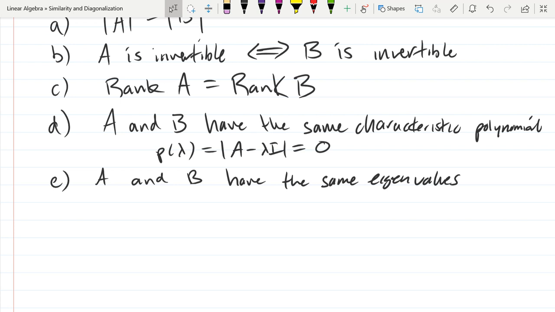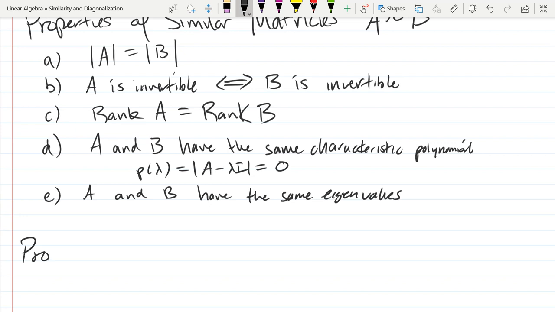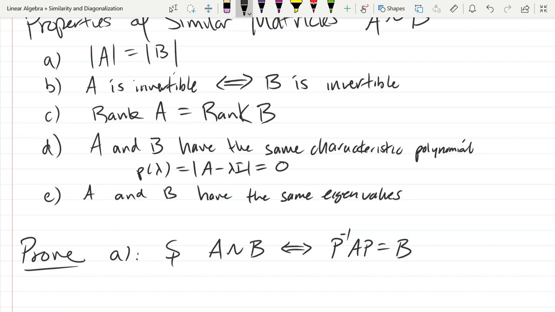So I think the first one's probably a good one to prove. If we can prove the first one, we get the second one immediately. So let's go and prove the first one. We're going to start with the supposition that A is similar to B. And if we keep writing super math notation, this if and only if double arrow means this is true exactly when what I write over here is true. So I'm going to write the definition, P inverse AP equals B. So that's what it means to be similar.